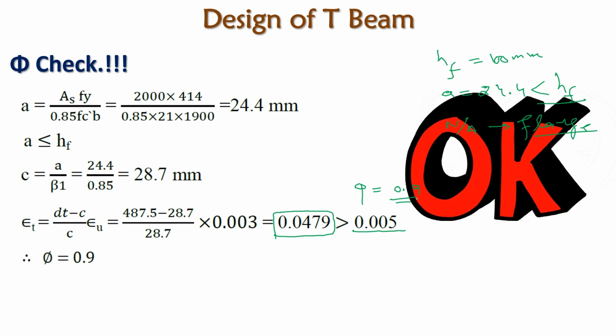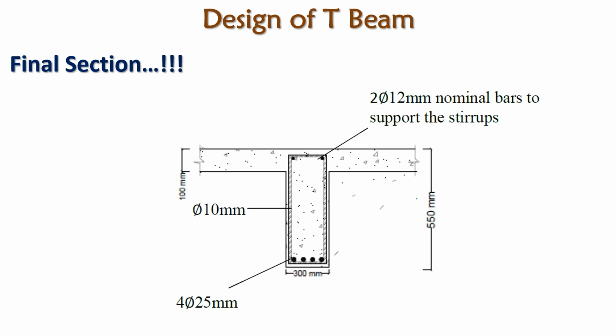This is about the design criteria for the T-beam. And this is the final section: we have to provide 4 number 25 millimeter bars in the section. We will provide 10 millimeter dia stirrups. We will provide 2 bars to support the stirrups. Only these 2 bars of 12 millimeter will be used to support the stirrups. Thank you very much.